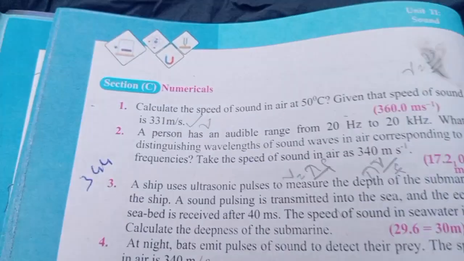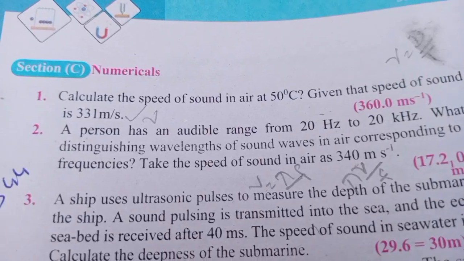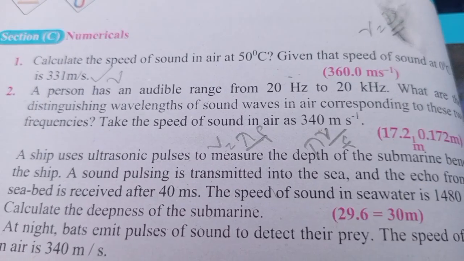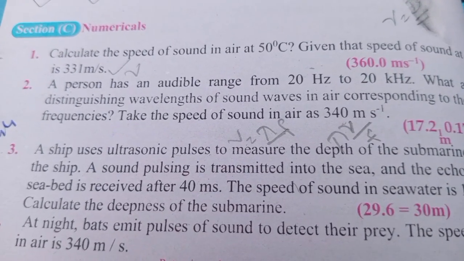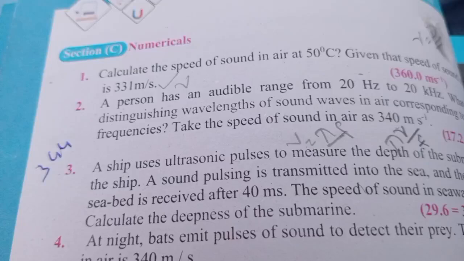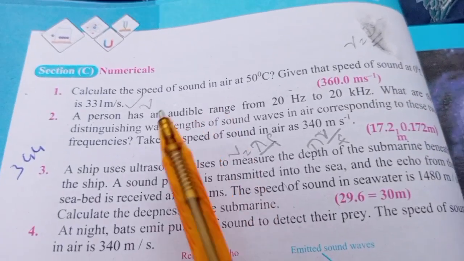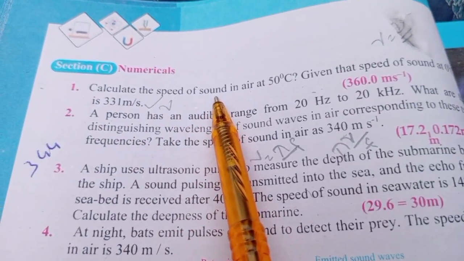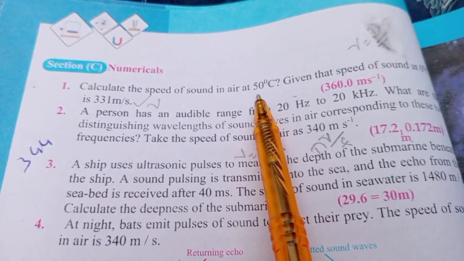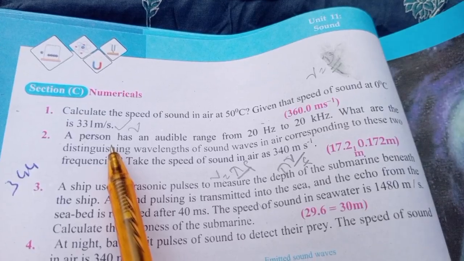I will first read the problem that I will solve in the video. First question is, calculate the speed of sound at 50 degrees centigrade if the speed of sound at 0 degrees centigrade is 331 meters per second. It means that in this exercise we have to do two things, because in these problems we have to find out the speed of sound at the temperature of 50 degrees centigrade, while the speed of the sound at 0 degrees centigrade has been given to us as 331 meters per second.